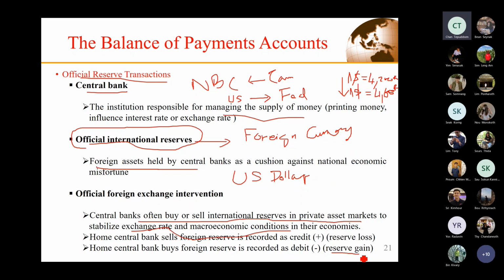Sure. So if we record this credit, which account do we record as debit, sir? It means that the reserve that is existing at our central bank is now being owned by the Philippine central bank. It does not just stay inside our country. So we record that as a credit, or plus, to mean reserve loss. We lost the reserve because we sold it to the foreign central bank.